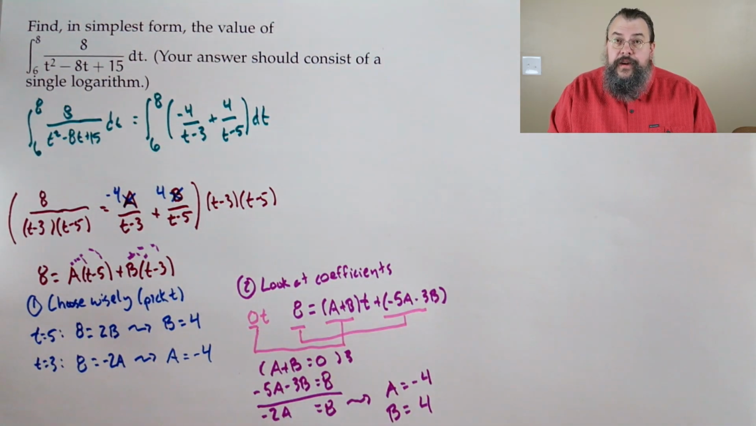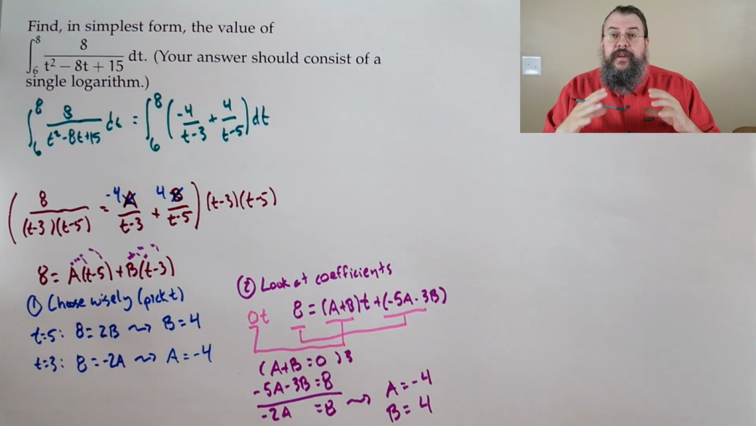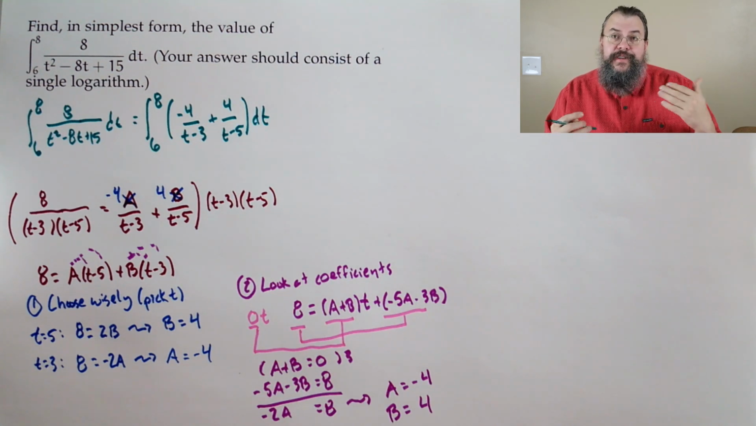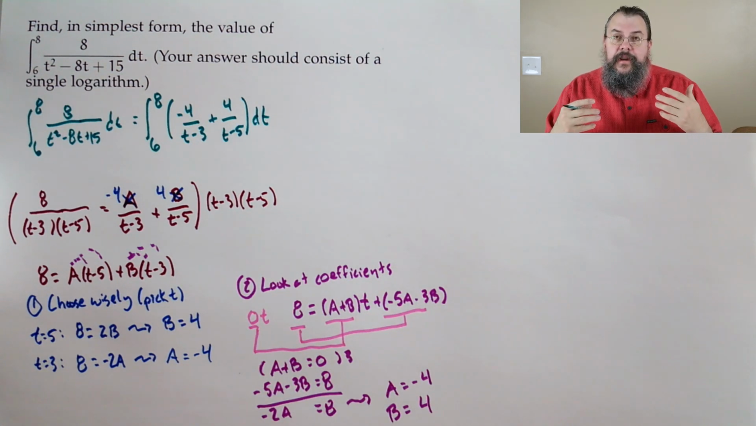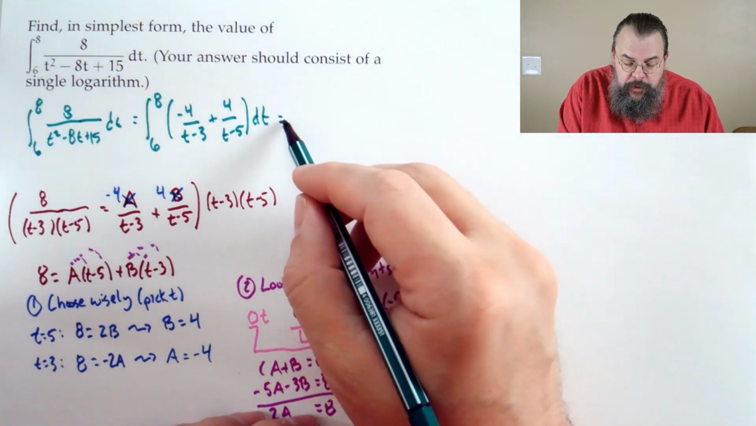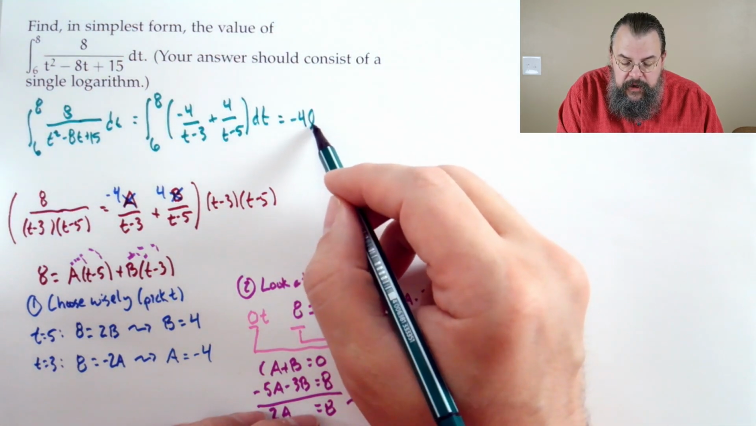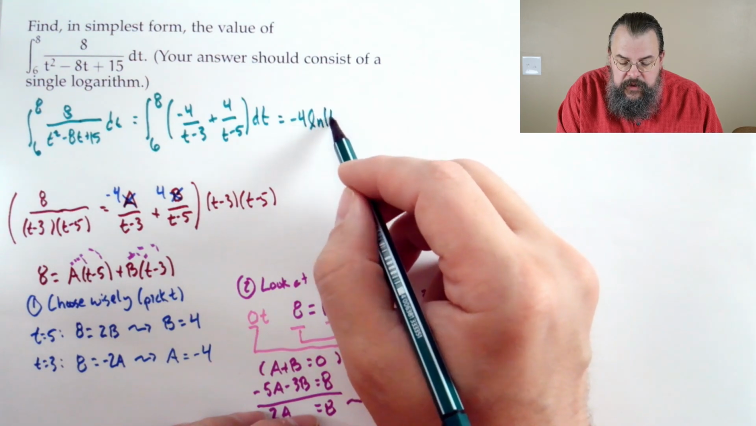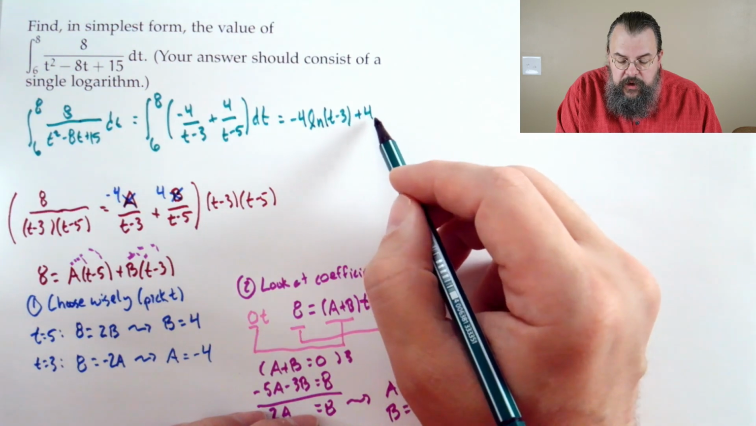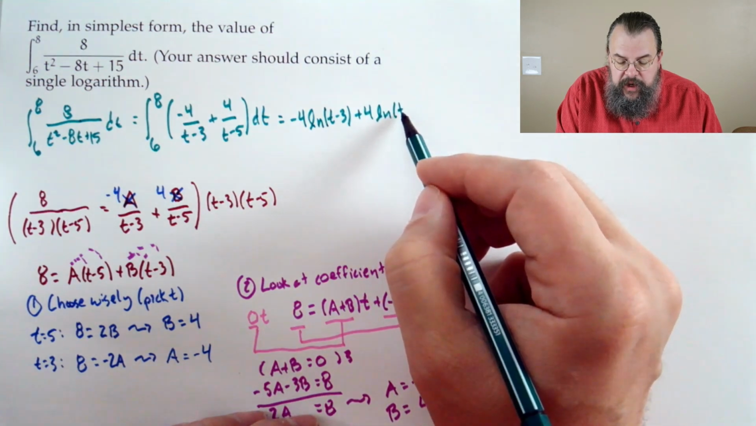Well, great, wonderful. We're ready to go, because what happens here? Each piece is easy to work with. In particular, if I have 1 over t minus something or t plus something, it's a log. So this is minus 4 log of t minus 3 and plus 4 log t minus 5.